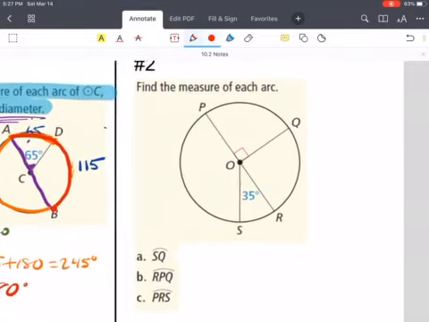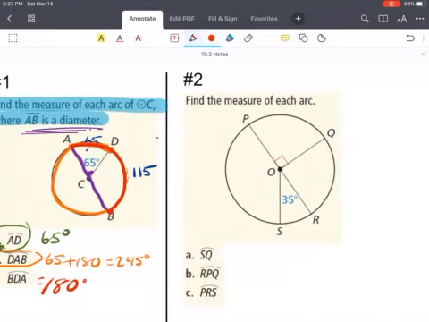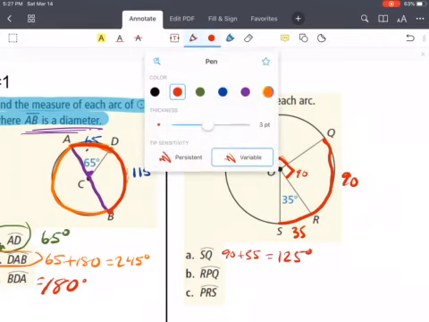Same concept here in number 2, so if you could pause the video and quickly solve for the different measures of arcs in number 2. So for this one, we have a right angle here and a right angle here. So when I talk about SQ, I have 90 here, so I'm going to have 90 and 35, which is going to equal 125 degrees.